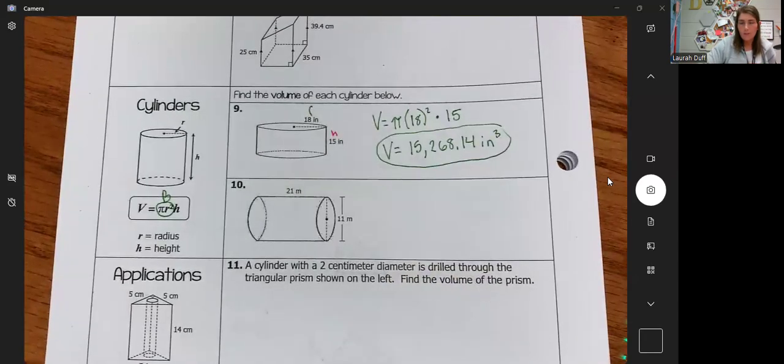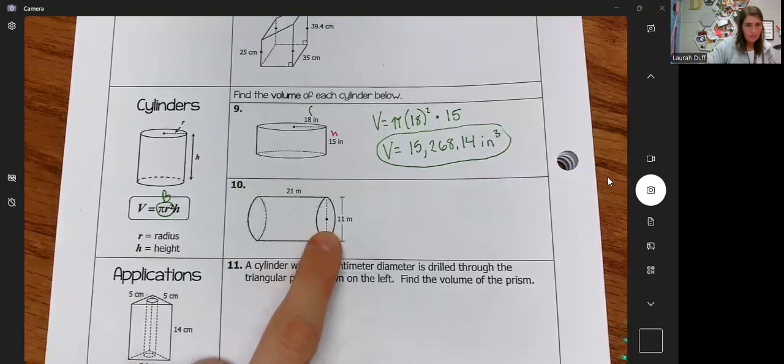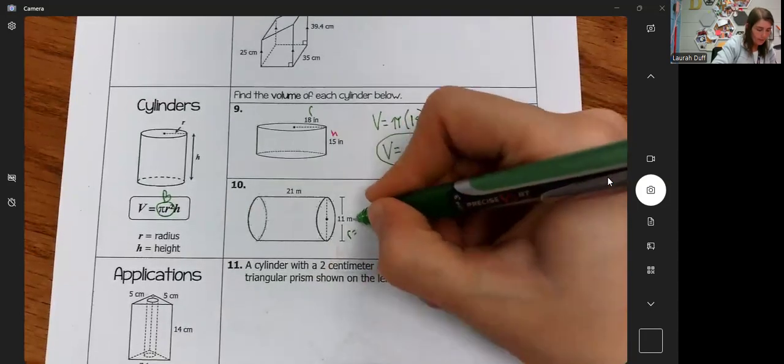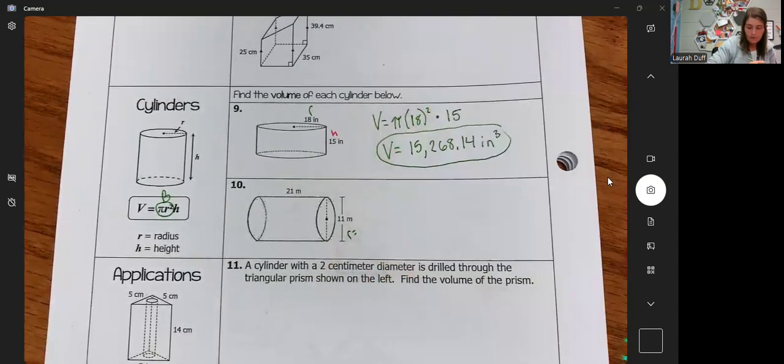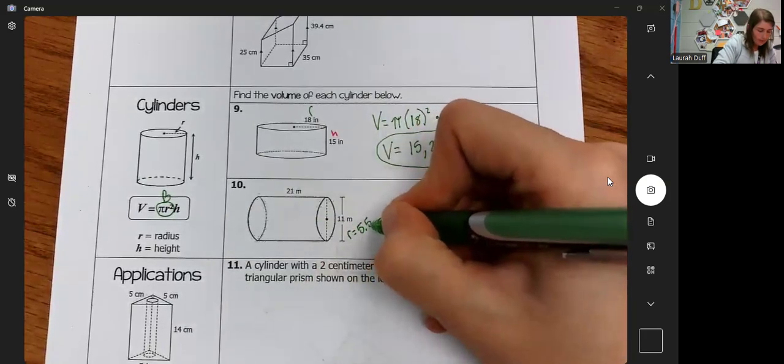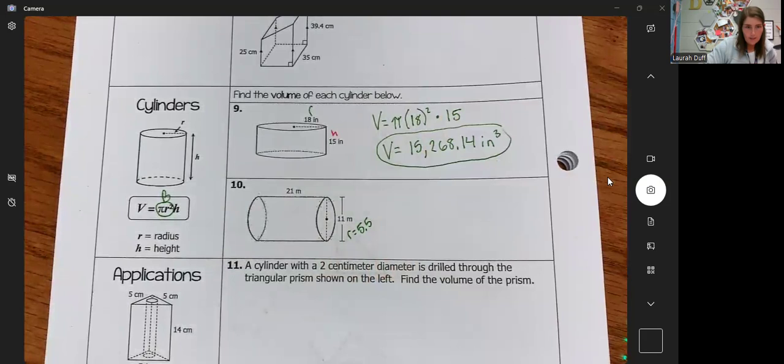Cylinders are probably gonna be your favorite because I feel like rectangular prisms are pretty easy, but cylinders are very easy. In cylinders, sometimes you are going to be given a diameter rather than a radius, and so you would have to find your radius by cutting that in half. 11 divided by 2, 5.5. So you can try number 10. It's not necessarily something I want to do with you.